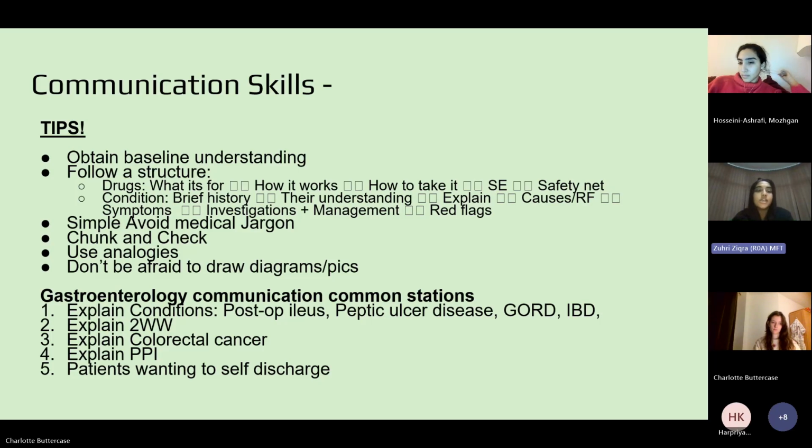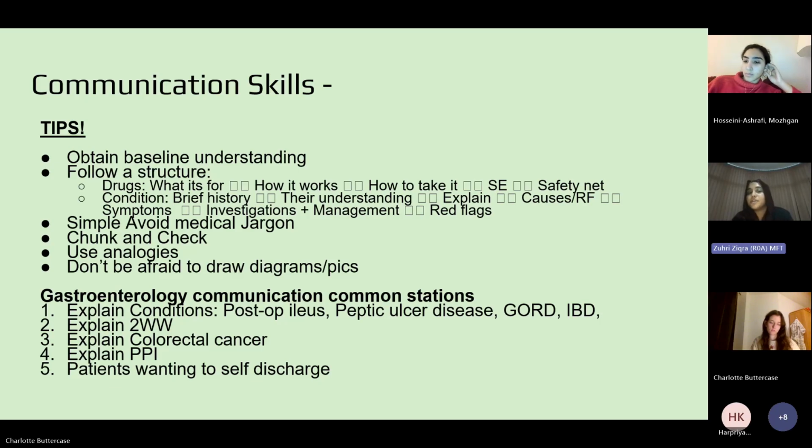Explaining a PPI is the only thing I could think of for drugs, but I'm sure there's lots and lots of drugs in there. You've got lots of your IBD drugs, haven't you, as well? Diverticular disease is a good one, especially in Manchester, they like to ask that in 3rd year. IBS would be a difficult one, so make sure you know how to explain IBS to a patient as well.